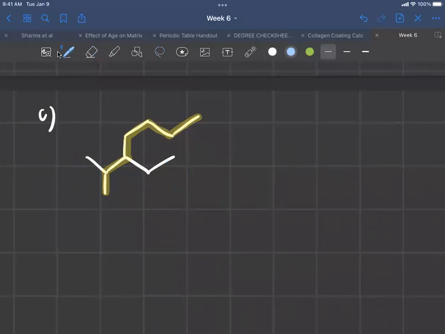On the left side here, we have a methyl. Again, we have 1 carbon, so we have the prefix of meth. We're dealing with a substituent, so we add on the suffix of yl. Then on the right, we have an ethyl because we have 2 carbons and it's a substituent.